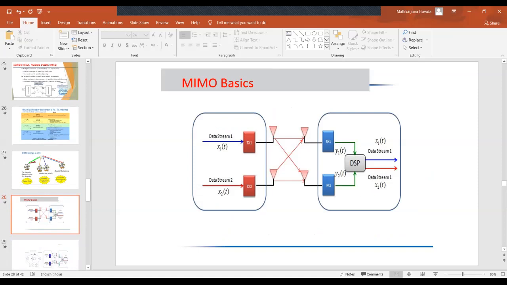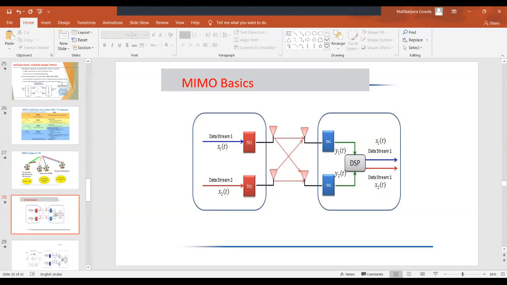Okay. So to understand further about this MIMO, data stream 1, which is generated as x1 of t, will be applied to the transmitter 1. And data stream 2, which is denoted mathematically as x2 of t, is applied to the transmitting antenna 2. So already I said this is h11, h12, then h21, and h22. This is the channel matrix. This is the MIMO system, right?